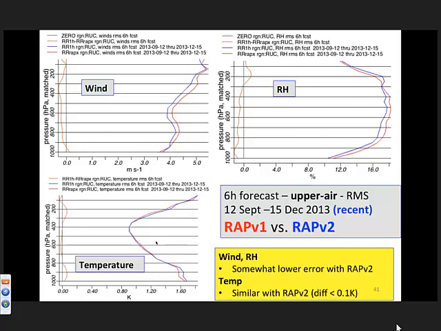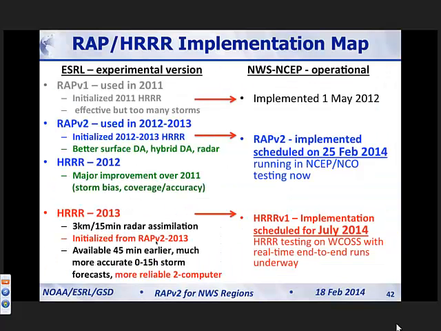So then to step ahead to where we're heading, we had RAP V1, which was great to get in, which went in May 2012. RAP V2 has been used to initialize the 2012 and 2013 HRRR. That's what's now going in a week from today, running at NCO now.